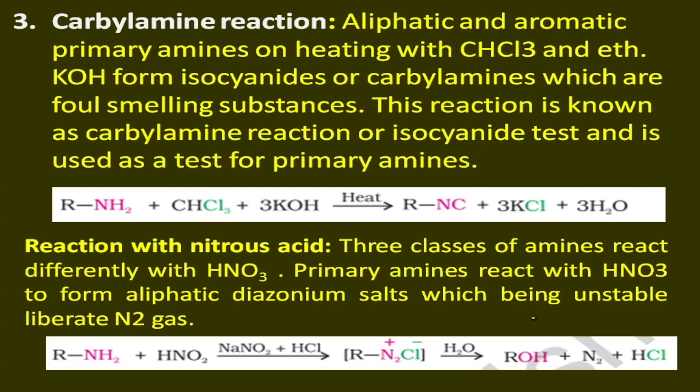Carbylamine reaction is used to confirm whether a given compound is primary or secondary or tertiary. When it is primary, you do the carbylamine reaction: aliphatic or aromatic primary amines heated with chloroform and potassium hydroxide give you isocyanide, NC. CN is cyanide, NC is isocyanide.